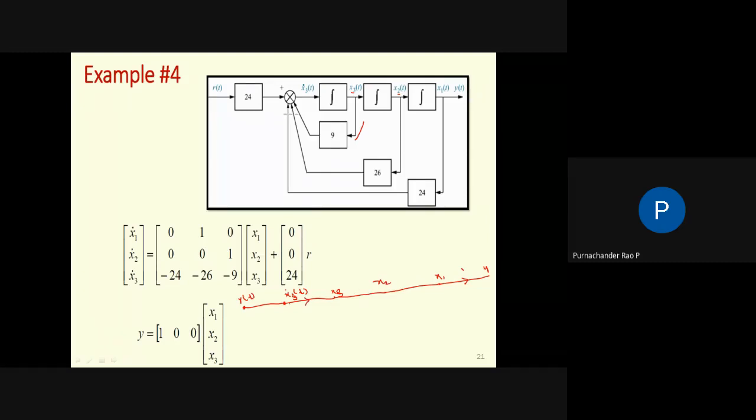So if you want to get x3 to x1, this should be 1 by s, and this should be 1 by s, and this should be 1 by s. And here this is having a magnitude of 24. Then with x3, this is minus 9, with x2, this is minus 26, and with x1, minus 24. So this is the signal flow graph representation for any given system.